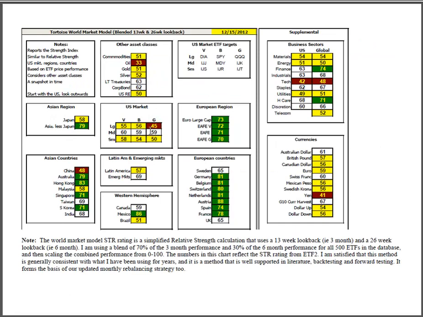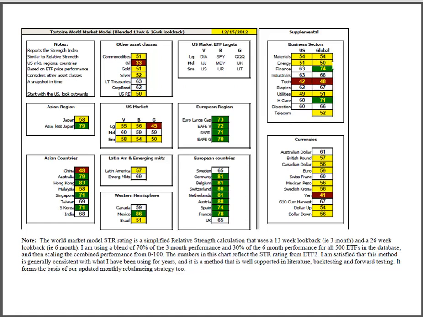World market model, everything U.S. is below average with the exception of the mids. Asia less Japan dominating. Selected leadership in Asia with Australia, Hong Kong, Singapore, Korea. Mexico is strong in Latin America. Anything Europe is above average or exceptionally so.